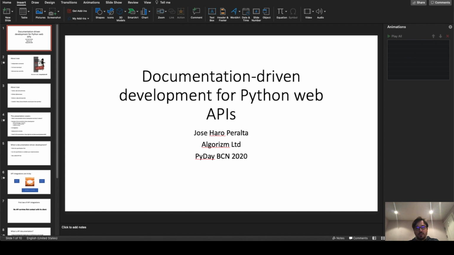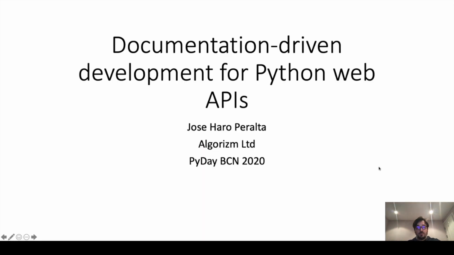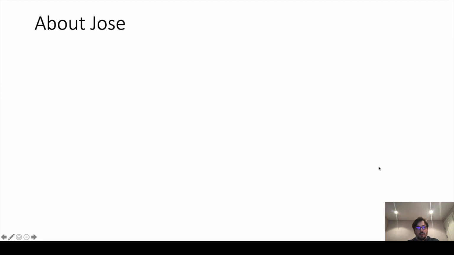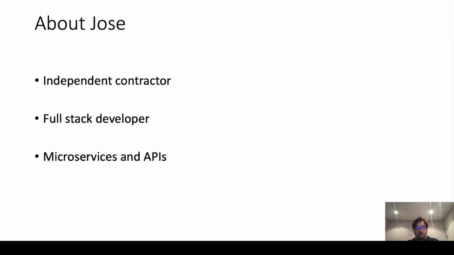Today I'm going to be talking about documentation-driven development for Python web APIs. Before anything else, I would like to introduce myself to you. My name is Jose. I work as an independent contractor in the UK. I usually work as a full stack developer, usually with Python and JavaScript, and for the past few years I've been working extensively with microservices and APIs. I like to think that as a consequence of this work, I've possibly made all the mistakes you can do when working with microservices and API integrations.